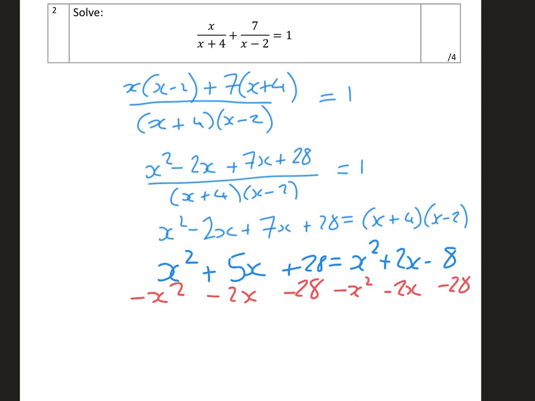Get all the x's on one side, all the non-x's on the other side. So I get 3x on this side. And on the other side, I get minus 36. Divide both sides by 3, and I get x equals minus 12.